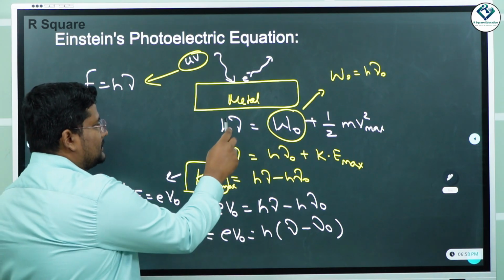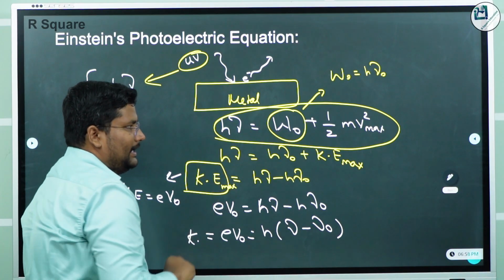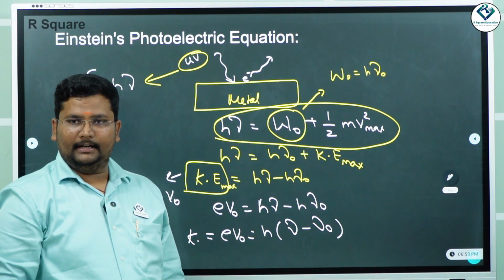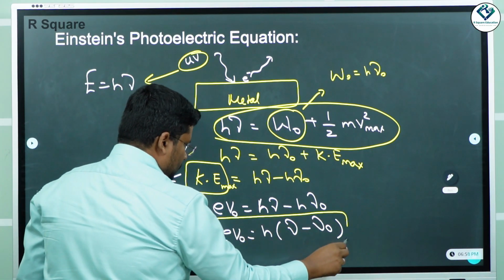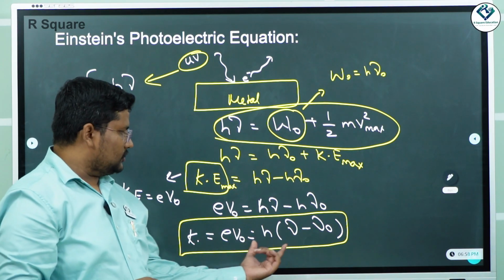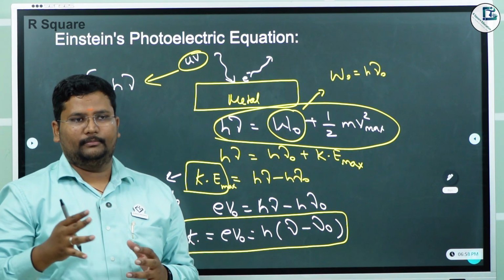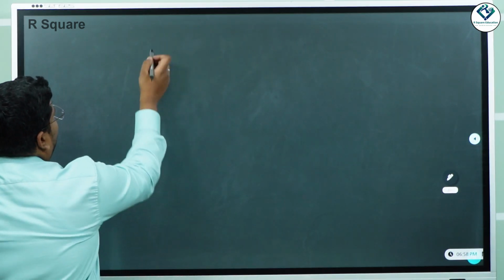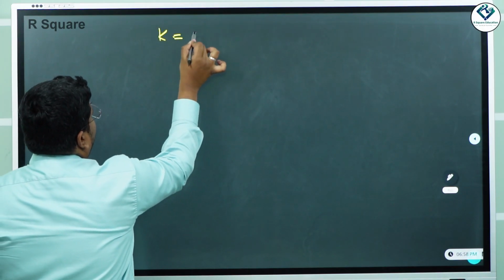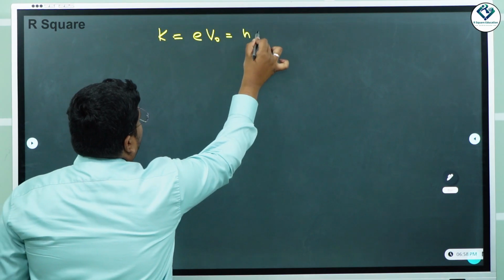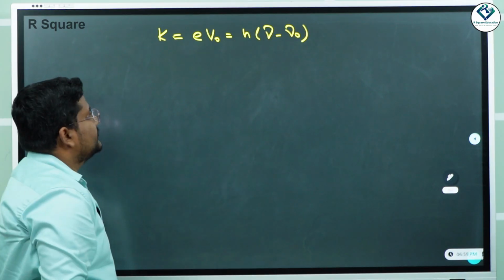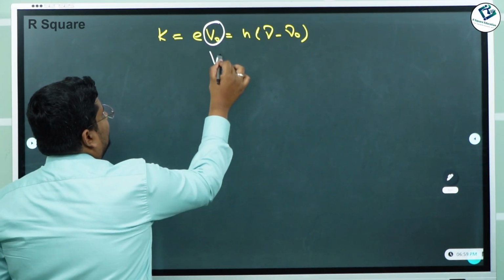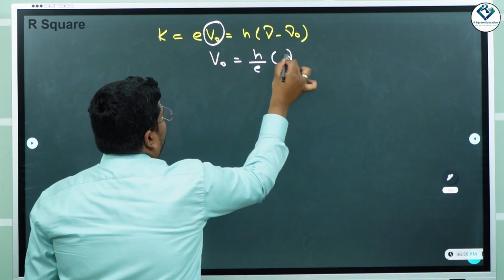Okay, so this equation is basically called as Einstein's photoelectric equation, or otherwise this both are same only. Okay, right? So the kinetic energy of the electrons which is knocked off is going to be what? h nu minus h nu naught, or h into nu minus nu naught. Is that clear? Right? Okay, and then so now we know K is equal to EV naught is equal to h into nu minus nu naught. So from this we can also calculate what is going to be the stopping potential. Right? So V naught can be done like h by E into nu minus nu naught.